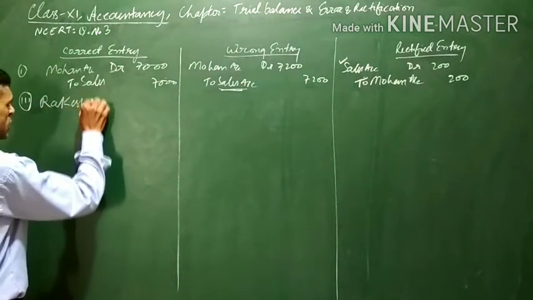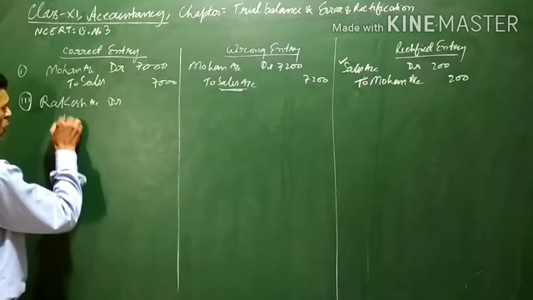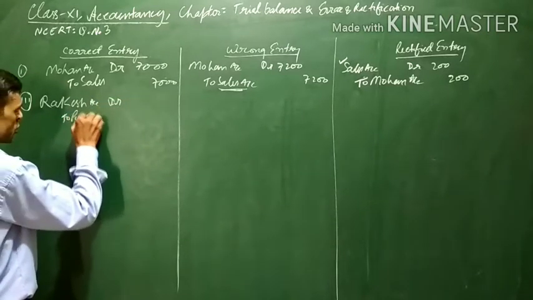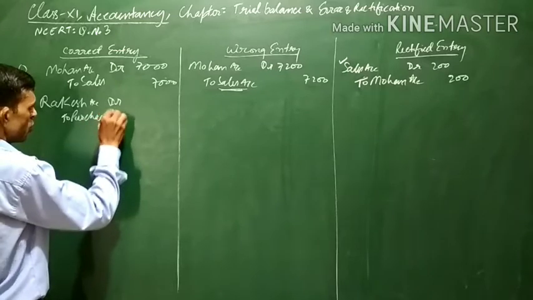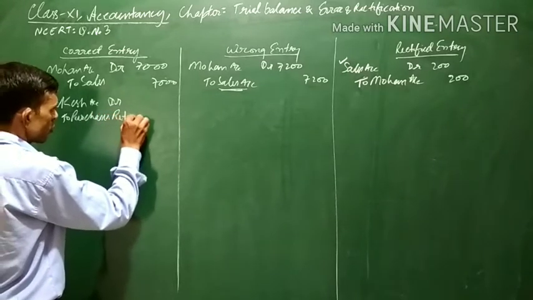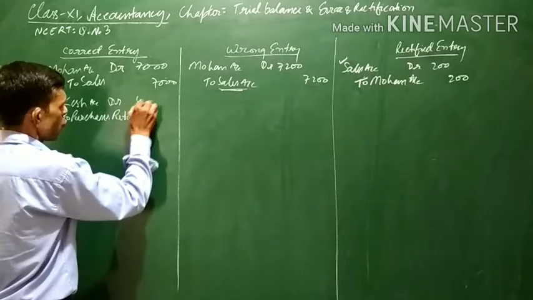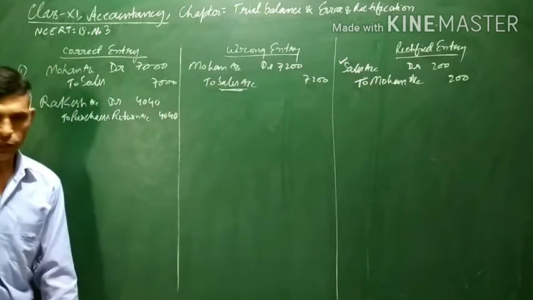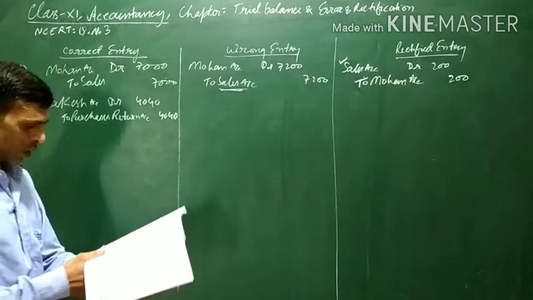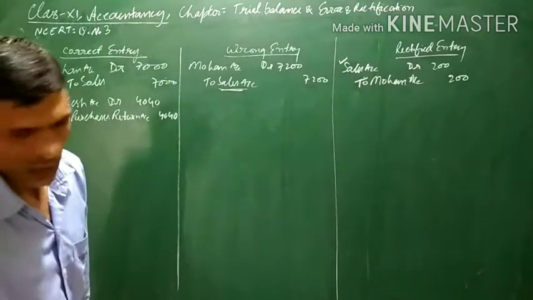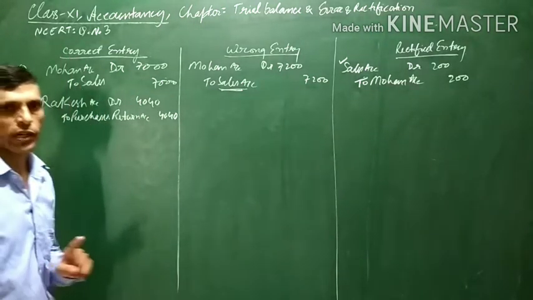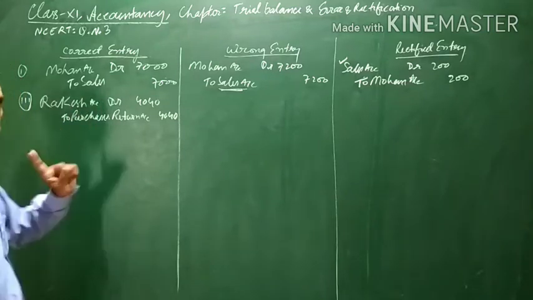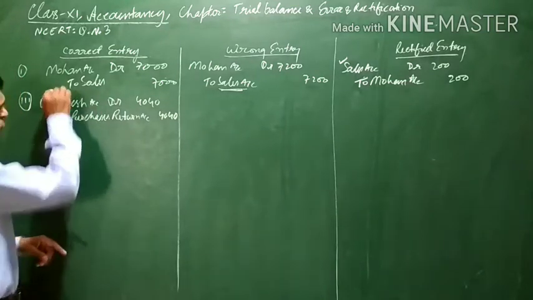Entry will be Rakesh account debit to purchases returned account 4,040. This is what the entry will be. Goods returned to Rakesh 4,000. Now this will be the general entry when goods are returned. So Rakesh will receive the goods.